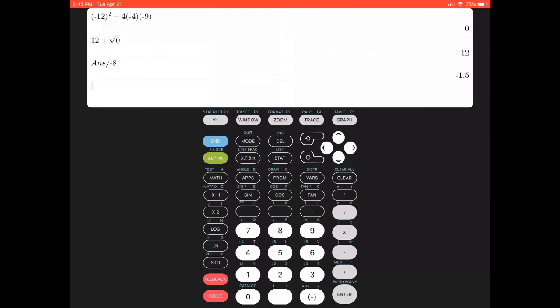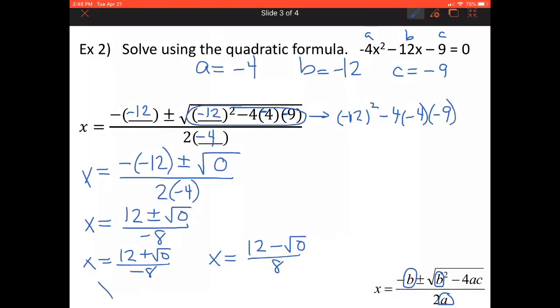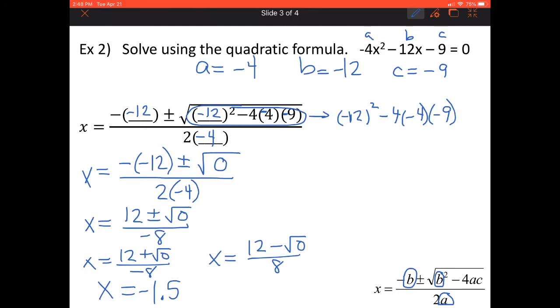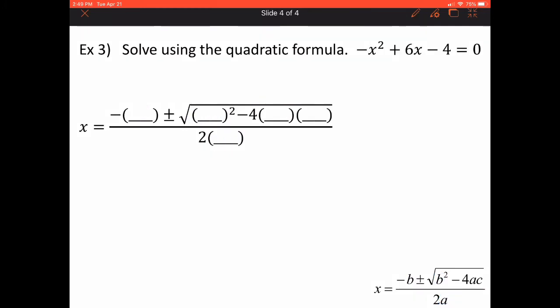All right, so I found my first answer was -1.5. When I go to do the next one, 12 minus square root of 0, and then divide by -8, notice I got -1.5 again. So I could write x equals -1.5 again, but those are really the same answer, so there's really no reason to write it a second time. You only have one answer this time, and that can happen. Or we could have two answers, we could have one answer, and we even had some problems before where we had no answers.